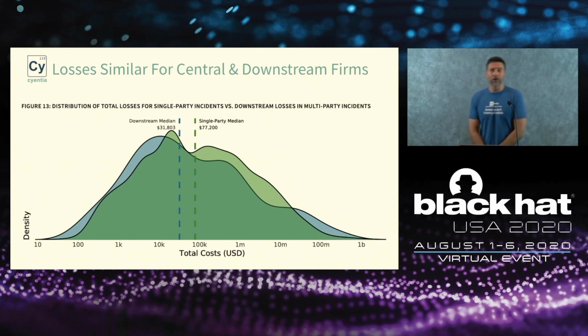Perhaps a more apples to apples or equitable comparison is in this slide, where we duplicate the single party median of 77,000, just like we talked about in the last slide for a single event. And then we compare that in the blue mound to the loss that a downstream organization has in a multi-party incident. So this is now a single organization compared to a single organization, the difference being the central firms versus the downstream firms. The downstream firms' typical or median loss is about half of what the single party firms are. But the message for me here is it's not all that different. And in fact, the blue tail is fatter and longer out to the right, indicating that there's a higher propensity for these downstream firms to suffer more extreme losses than even single party events.